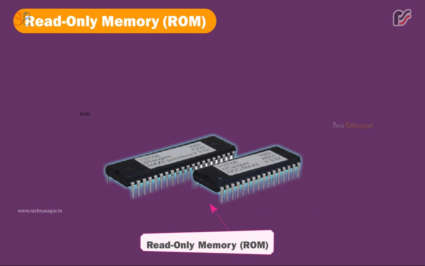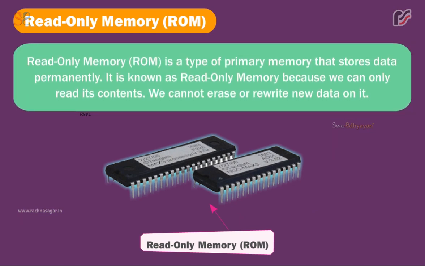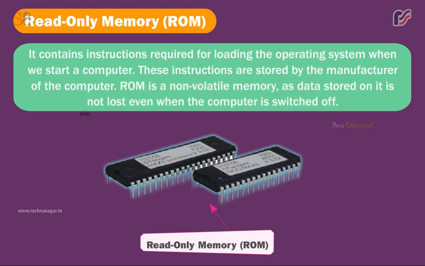Read-only memory, ROM. Read-only memory is a type of primary memory that stores data permanently. It is known as read-only memory because we can only read its contents. We cannot erase or rewrite new data on it. It contains instructions required for loading the operating system when we start a computer. These instructions are stored by the manufacturer of the computer. ROM is a non-volatile memory, as data stored on it is not lost even when the computer is switched off.